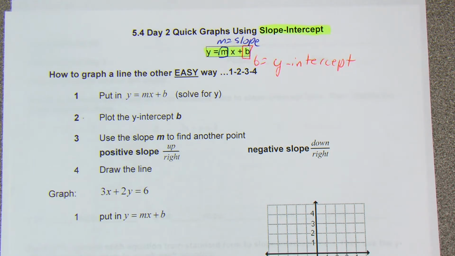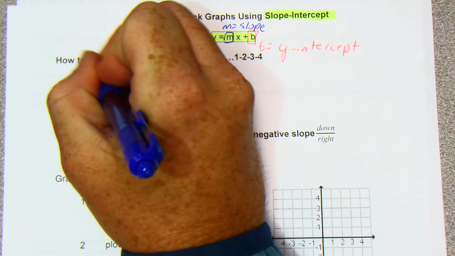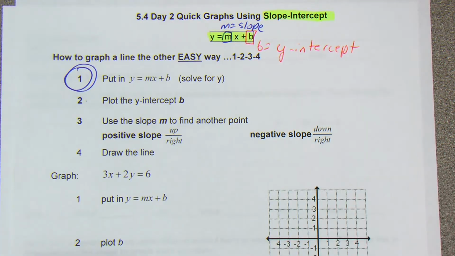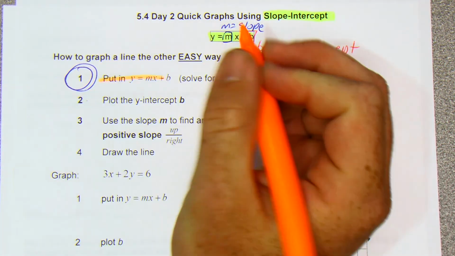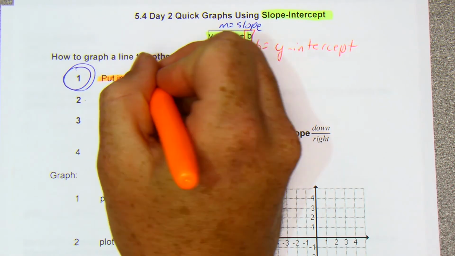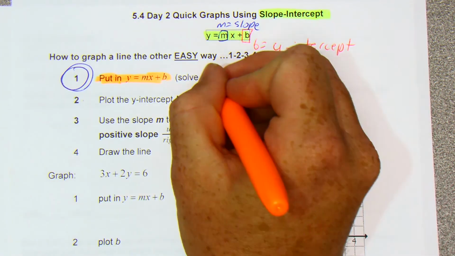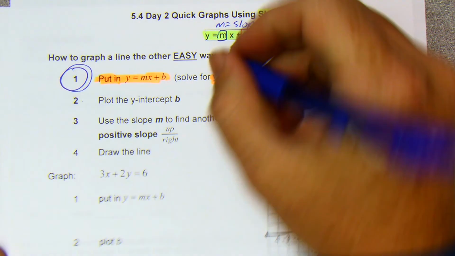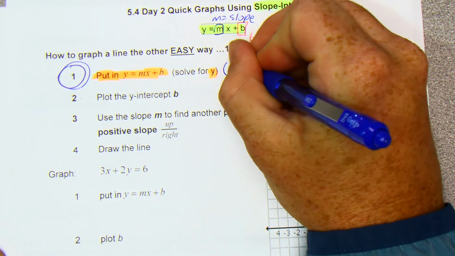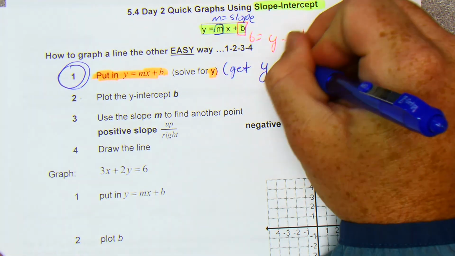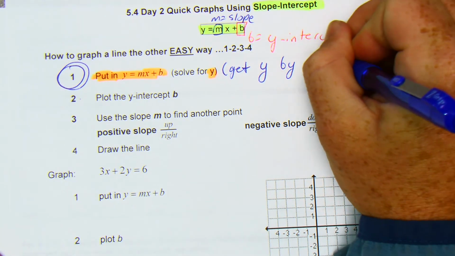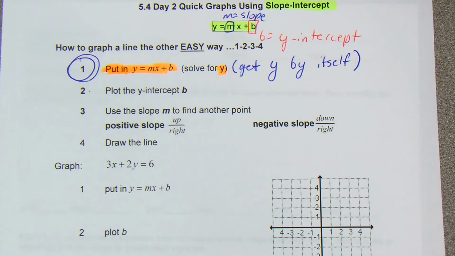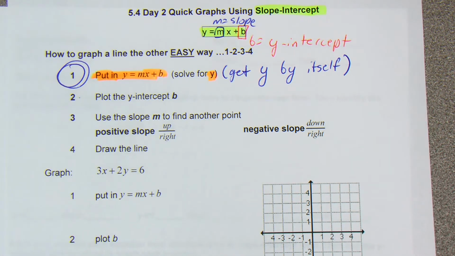But the only major difference is we will have to complete step 1. So this is the major difference for today: step 1, which is putting the equation in y equals mx plus b. We have to make sure y is by itself, so we have to solve for y. We're just getting y by itself on one side of the equal sign.